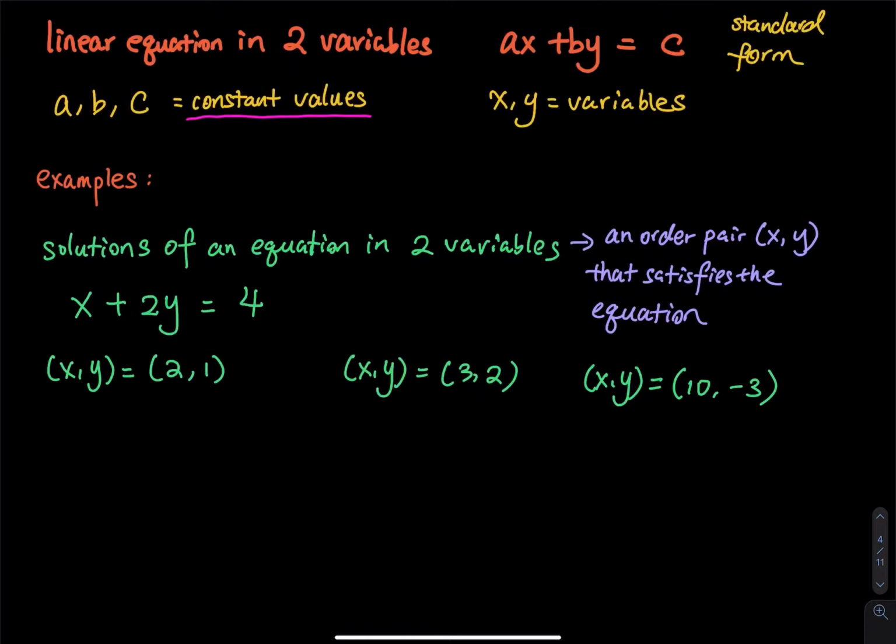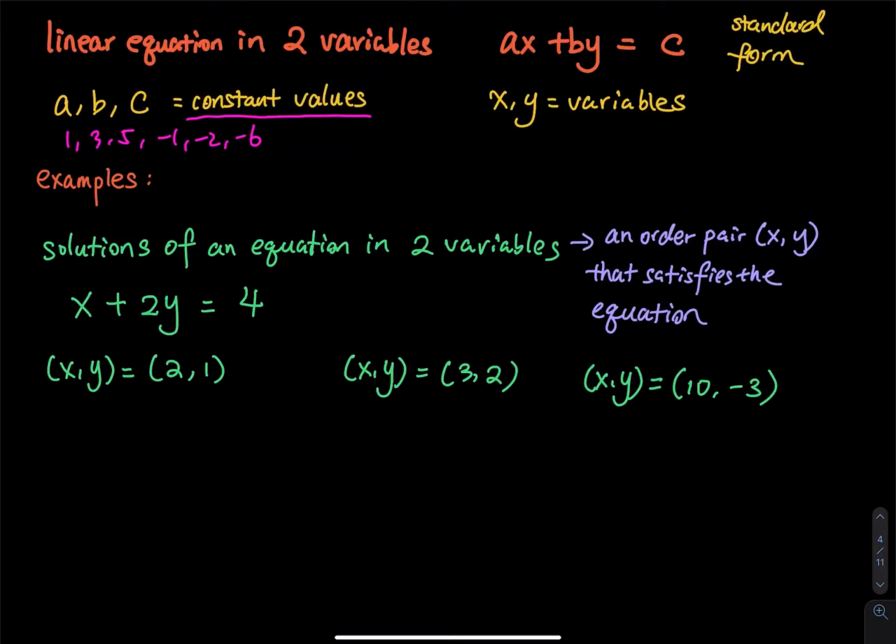So constant value. Let's say 1, 3, 5, -1, -2, -6, they are called constants, which is just a number. So why do we call them a constant? Because 1 is always a 1, right? 1 is not changing. And then x and y are variables because they are changing.